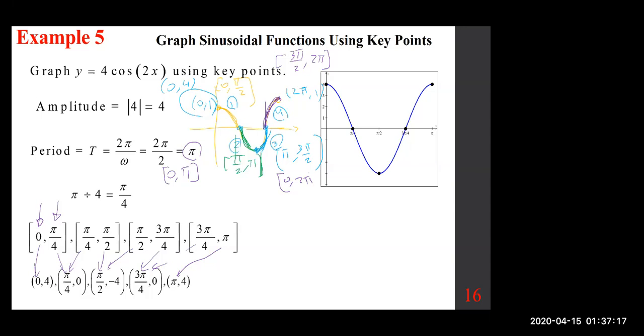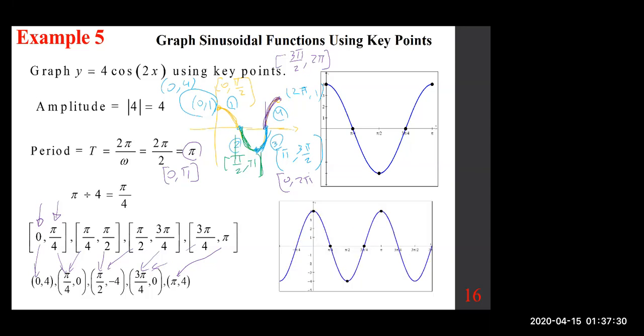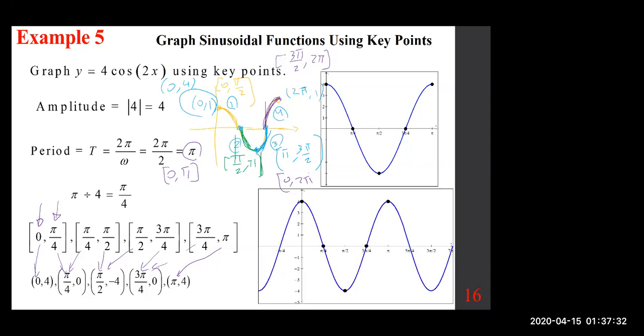This is a complete cycle. If the question is asking for a complete cycle, we're done. However, if it doesn't, then we go indefinitely on both sides. Sounds good? Are there any questions, class?